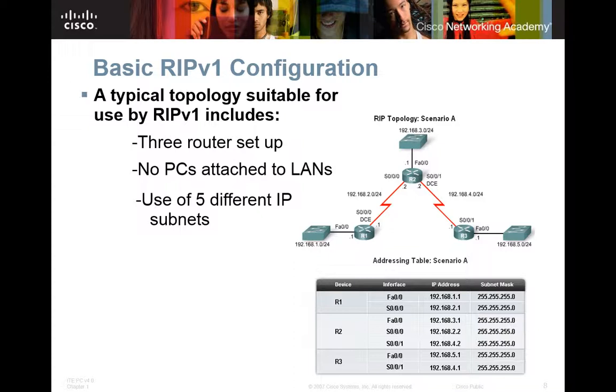In a typical topology, you'll see small topologies, nothing extravagant for version 1, because you don't want to get too far in depth. You don't want to have any PCs attached to your LANs. You might have 5 different IP subnets, things like that.